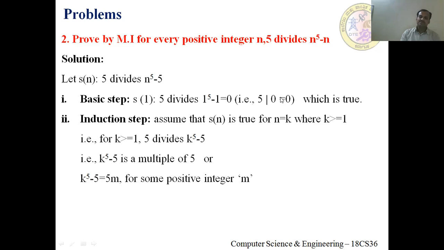Any number will divide 0 except 0, which is true. Definitely 5 divides 0, which is true. If it is true, then we move on to the induction step.